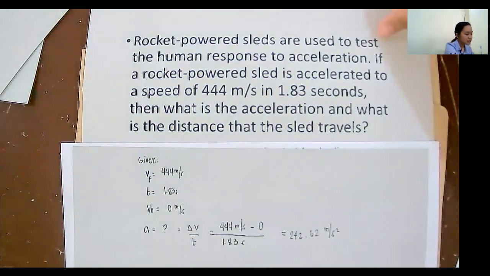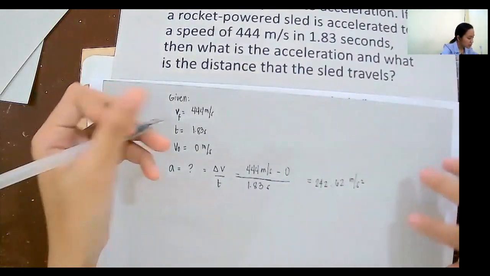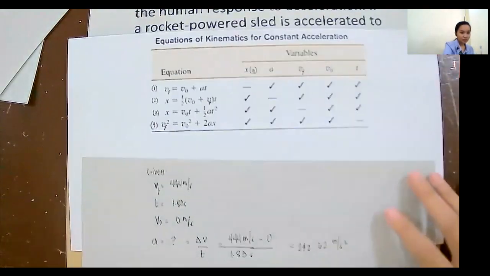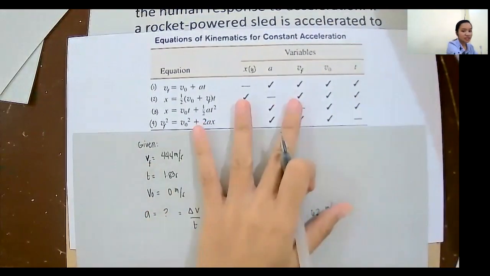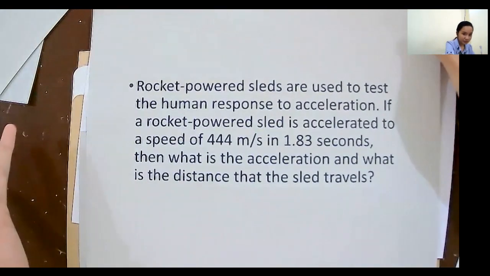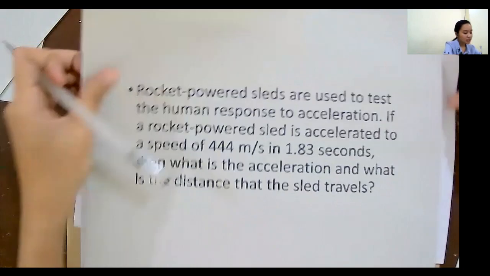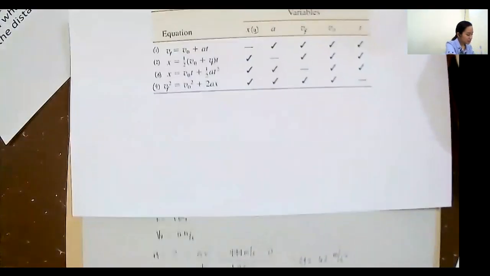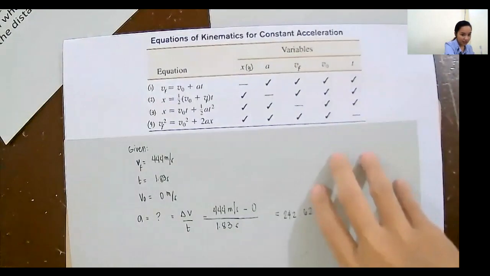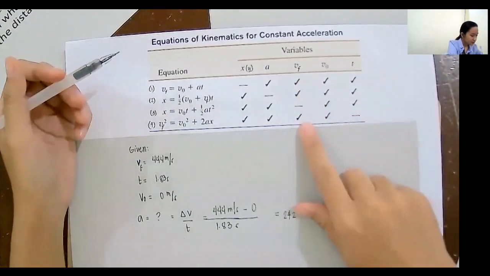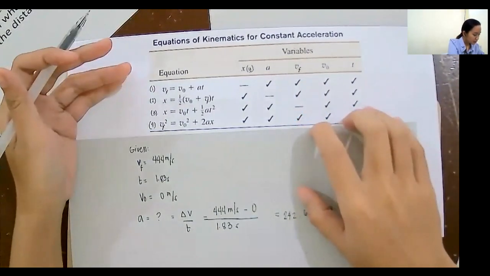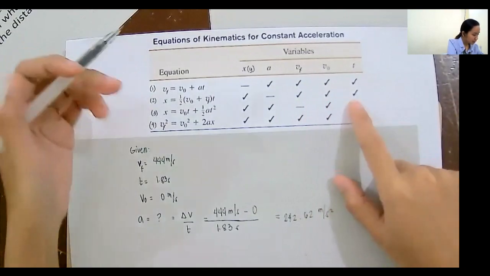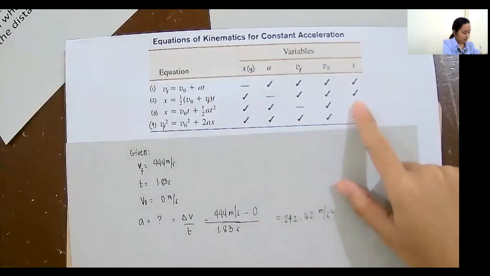Now what about the distance that the sled traveled? Since we have the acceleration, we can now use the kinematics equations for constant acceleration to solve for our distance. Here, it is not in free fall. Our problem is not in free fall, which means it is along the x only. So we can just represent x for your distance. Now we will base on the given. You're given v sub f, or your final velocity, your initial velocity, and the time, and then we are going to look for your x.